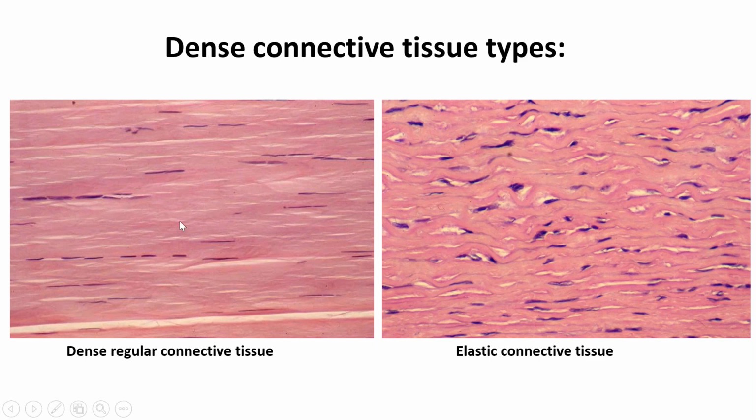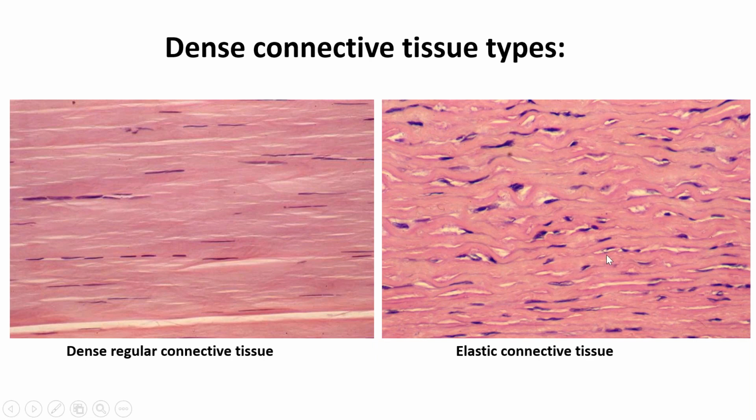And again, the eosinophilic is the collagen fibers, and the nuclei are going to belong primarily to fibrocytes in this case. If I come over here on the right-hand side, this is taken from the wall of an aorta. This is elastic connective tissue. So these wavy things are elastic lamina. Very interesting. And you can actually see those with H&E.